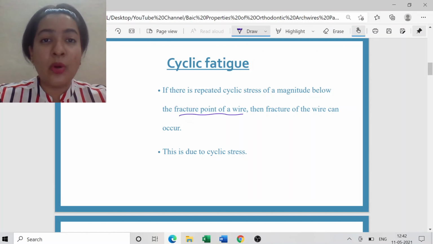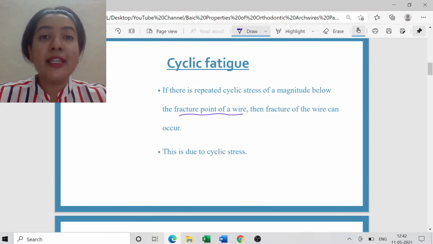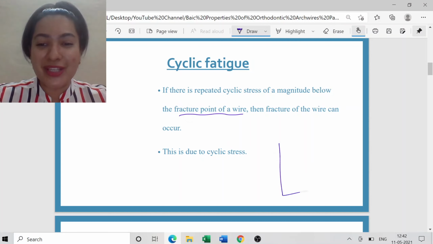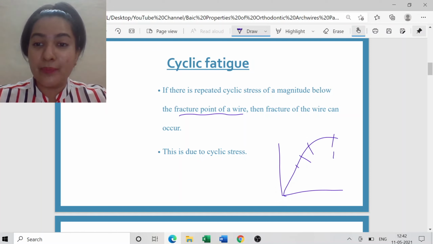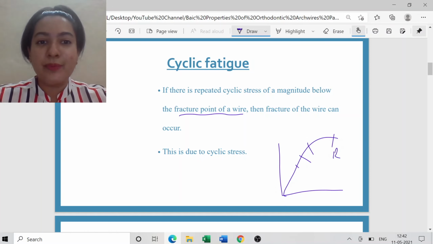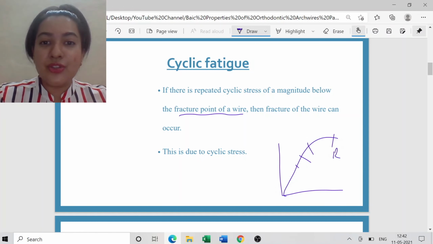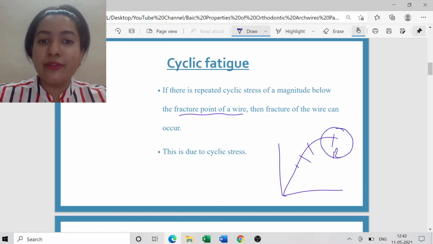When I'm talking about the fracture point of the wire, the thing which should click into your mind is the stress strain curve. This was the stress strain curve where we had proportional limit, elastic limit, yield strength, and ultimately there was a rupture point, if you remember. So when there is repeated cyclic stress of magnitude which is below the fracture point of a wire, then fracture of the wire can occur.